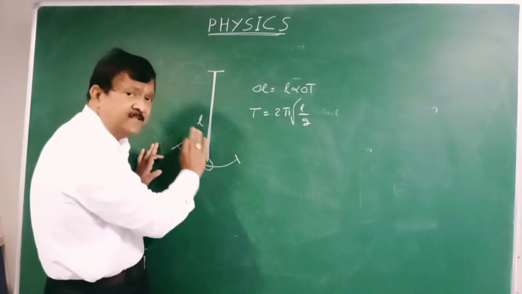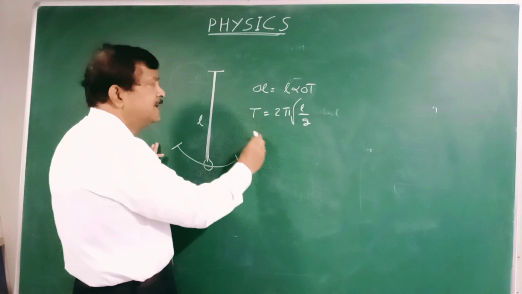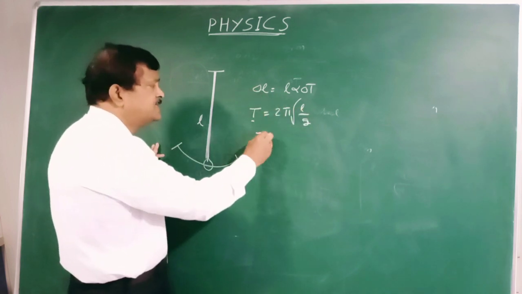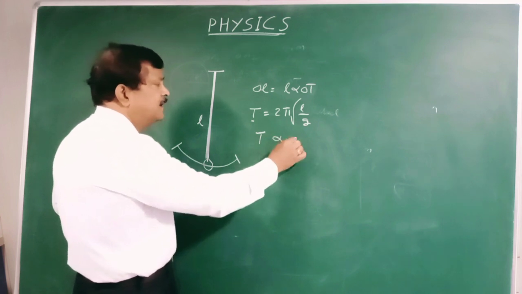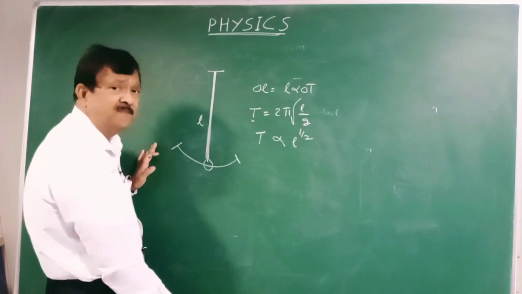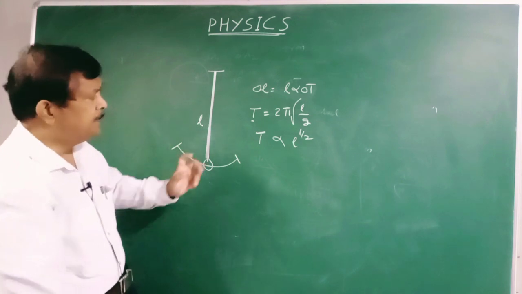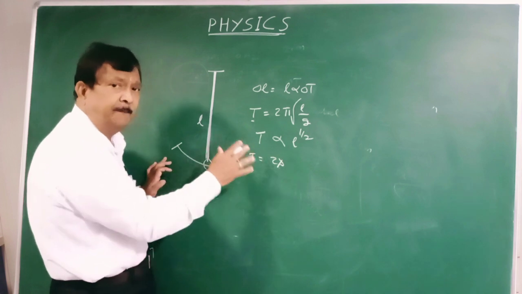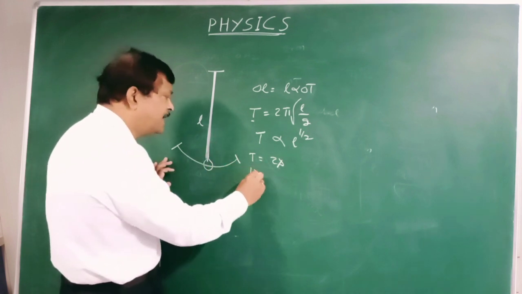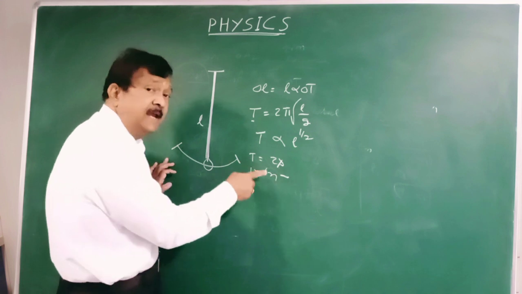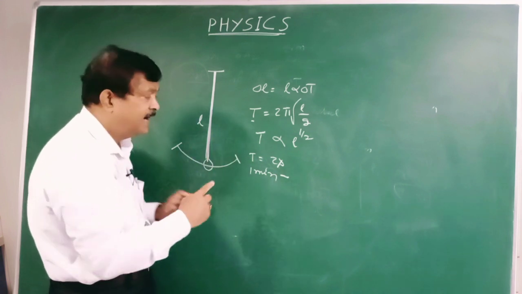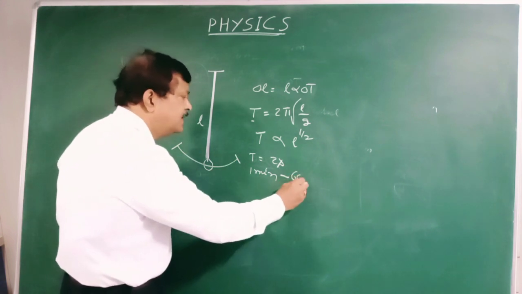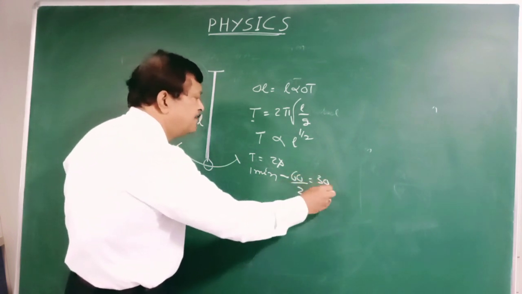This is not practically a simple pendulum, but the relation between time and length will be the same in all cases: the time period is proportional to L to the power half. Suppose the time period of a pendulum is 2 seconds. To complete one oscillation it takes 2 seconds, so in 1 minute it has to complete 60 by 2, that is 30 oscillations.